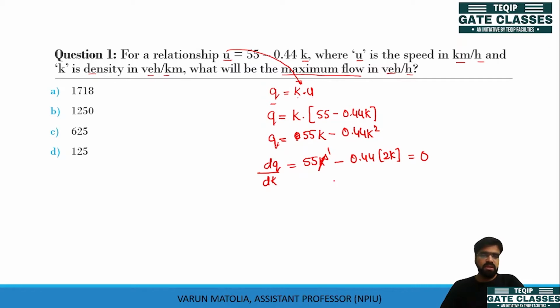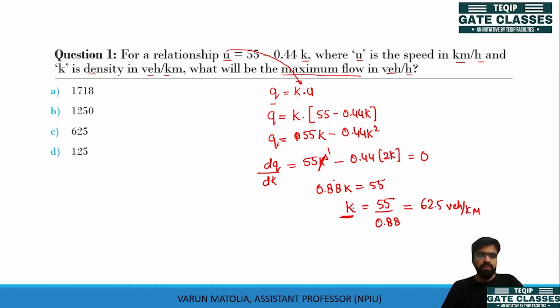Let us solve. We will bring this value to this side. Let us write it as 0.88 times k is equals to 55. Now k value is equals to 55 by 0.88. Let's solve this. It is 62.5. The k is vehicle per kilometer, so we will write here as vehicle per kilometer.